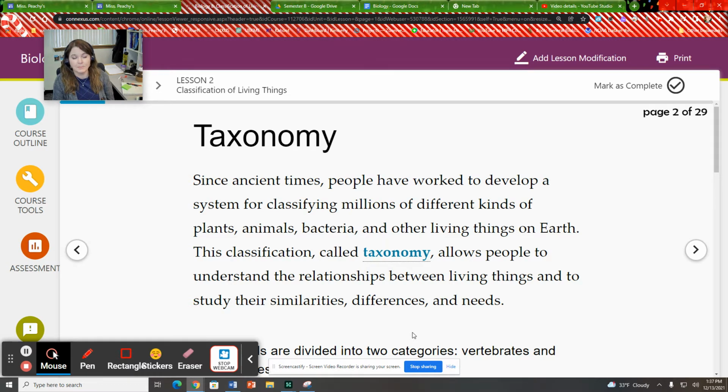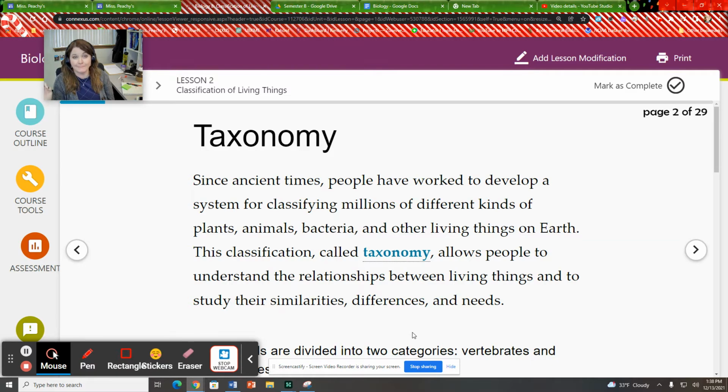But because it's a system that human beings are imposing upon nature, realize that the categories that we invent to put these living things into sometimes are not perfect. So they don't perfectly work for all living things. There's always going to be some living things that are kind of outliers and don't neatly fit into the categories that we have made.